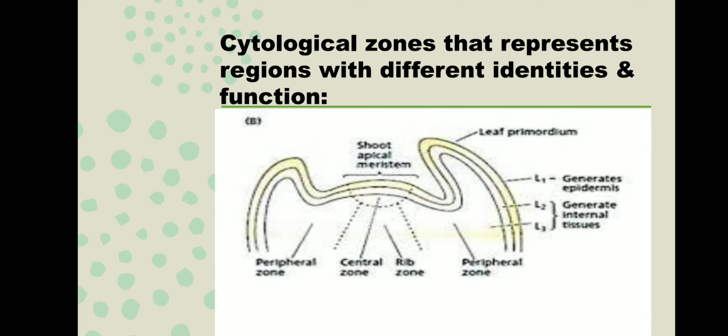The shoot apical meristem is derived from a small number of apical initials. These are small cells called initials. The initials present at the apex of the shoot are called apical initials. In other words, shoot tissues are derived from a small number of apical initials.